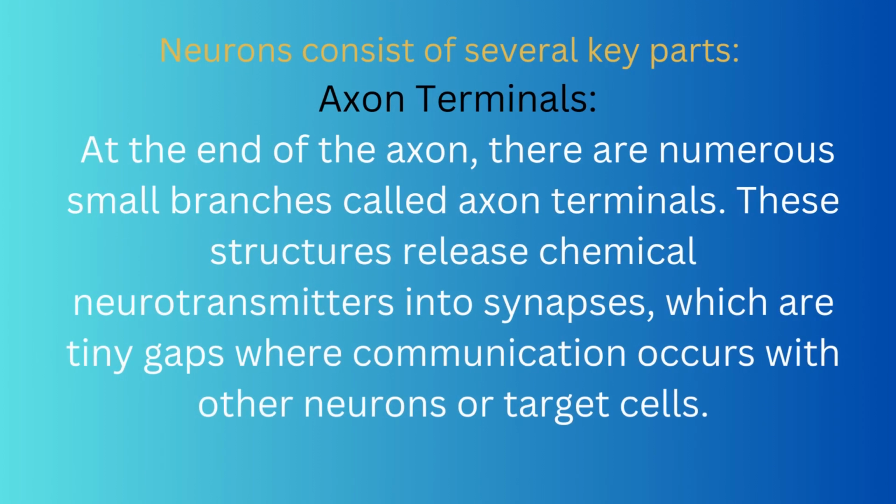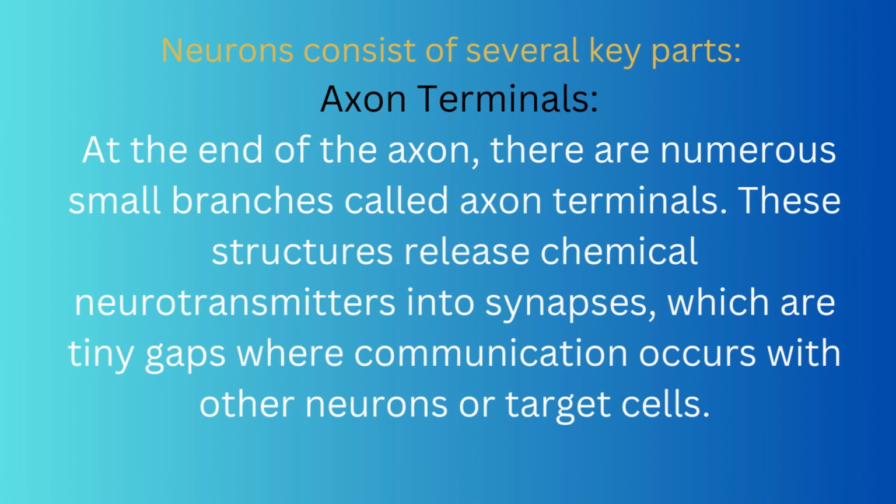Axon terminals. At the end of the axon, there are numerous small branches called axon terminals. These structures release chemical neurotransmitters into synapses, which are tiny gaps where communication occurs with other neurons or target cells.